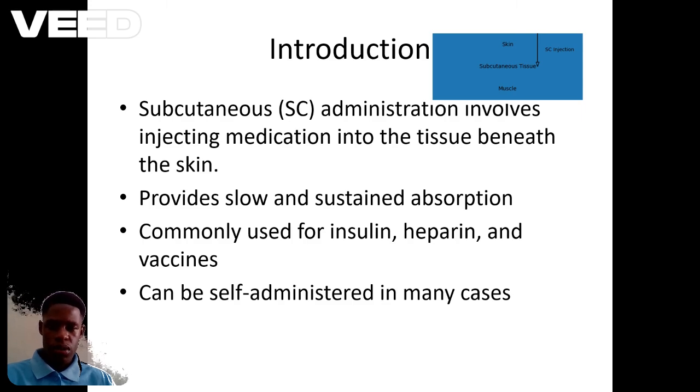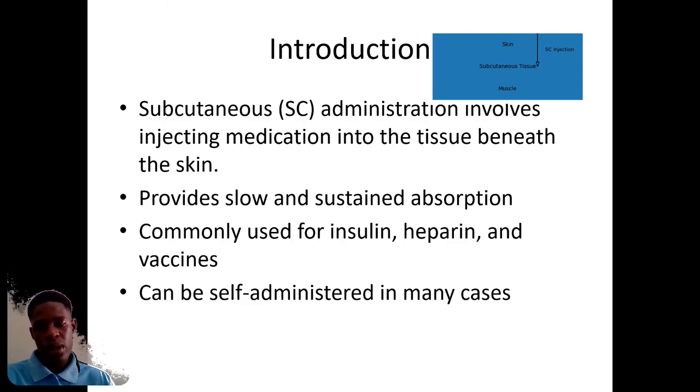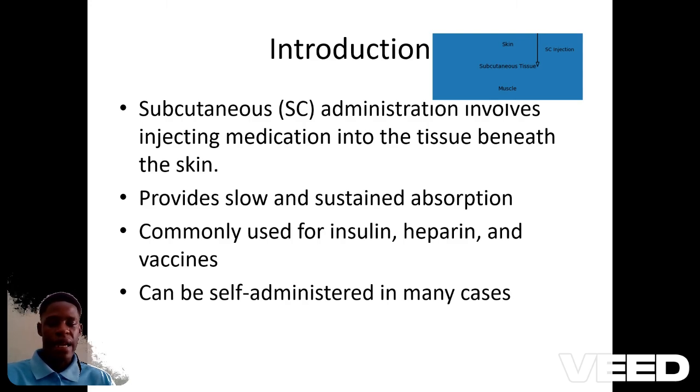Looking at the definition, subcutaneous administration means injecting a drug into the fatty tissue layer that sits directly below the dermis, which is the skin, and above the muscle. The key feature of this route of drug administration is that it provides a slow and sustained absorption of the drug into the bloodstream because fatty tissue has fewer blood vessels than muscles. So, it is highly useful for medications that need a steady release, like insulin and vaccines, and it is also so simple that patients can do them by themselves at home.